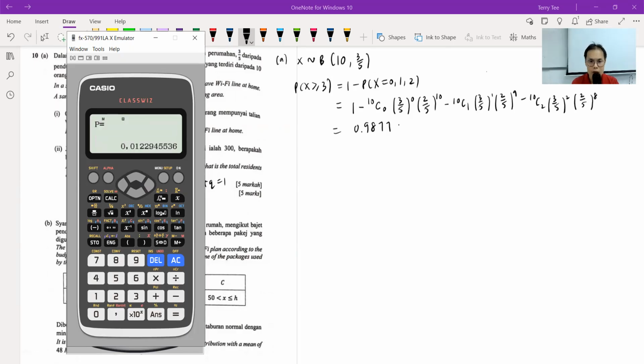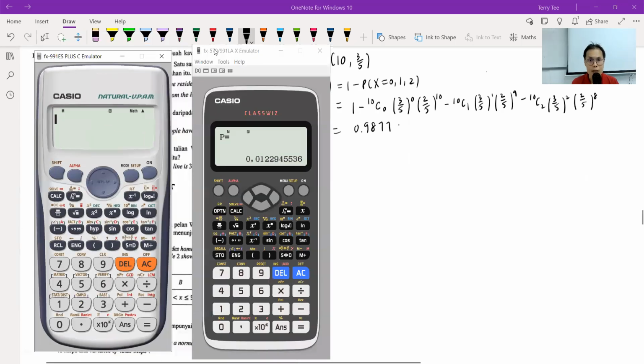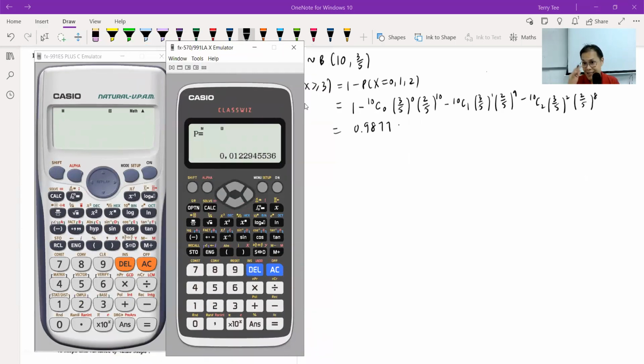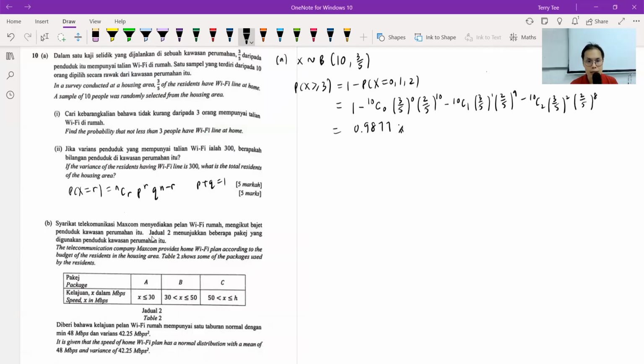You got this answer. But you need to take 1 minus, because this is the x from 0 to 2. X equals 0 to 2 is this value. As I do 1 minus 0.1229, there you go, 0.9877. So whichever method you want to use is fine. If you have this calculator, of course, you can use this PD function. It's a lot easier. Just key in the x value, the n value, the p value, then you get the answer. Okay, my first part is done.